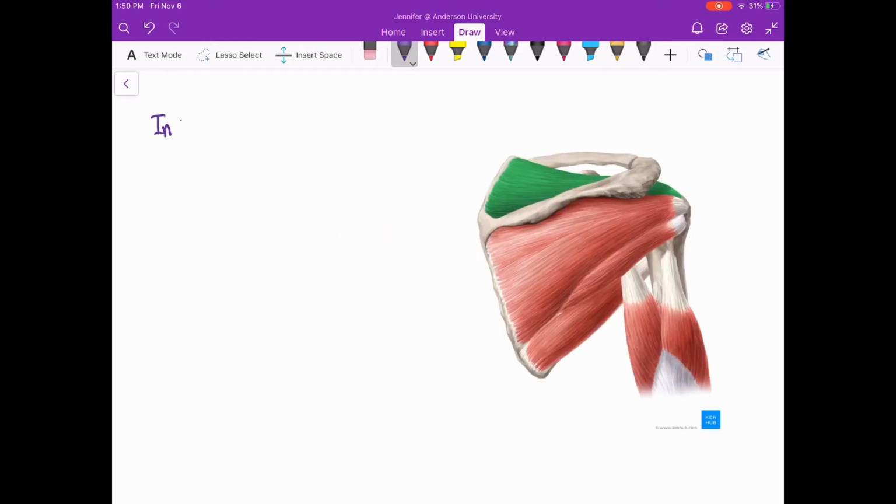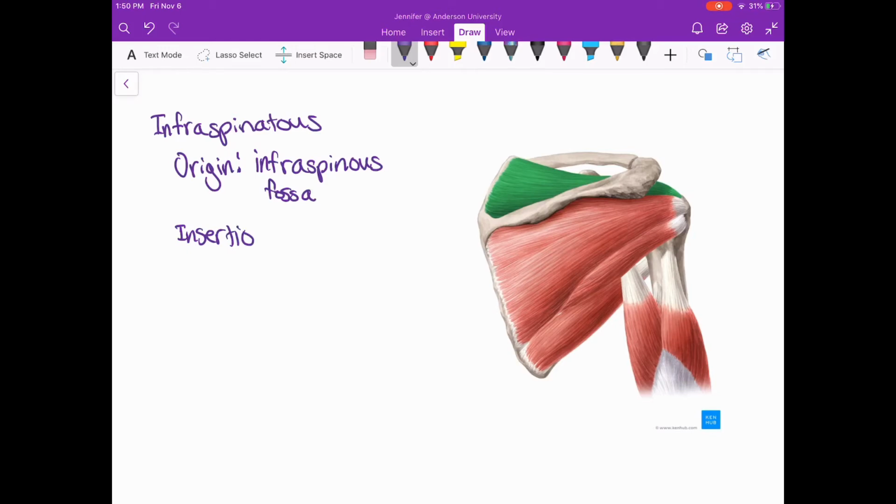Next, we have the infraspinatus, which is a rotator cuff muscle partially covered by the deltoid and trapezius. It's below the supraspinatus. You can see a larger muscle there. And the origin is the infraspinous fossa, as the name would indicate, and the insertion is the greater tubercle of the humerus.